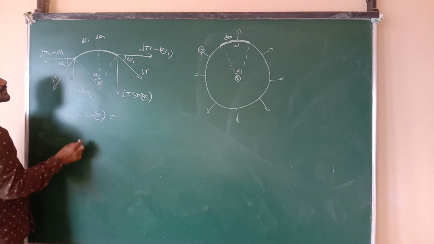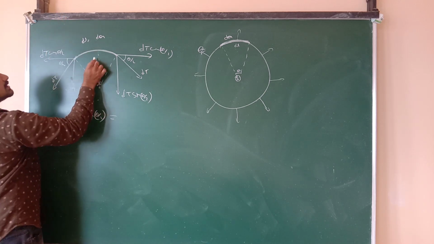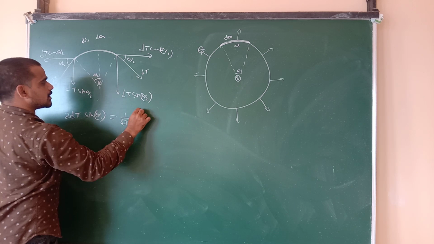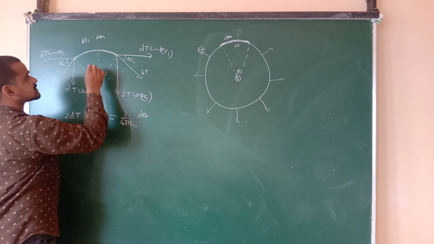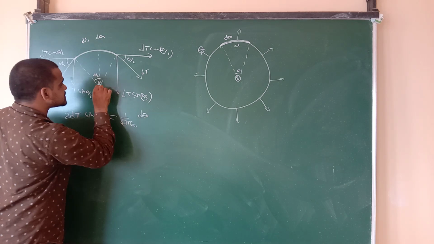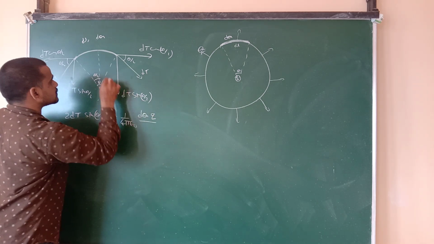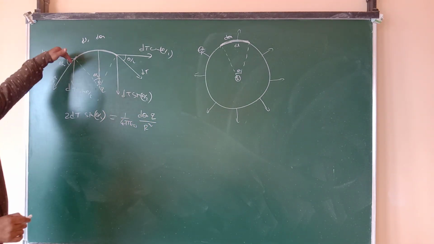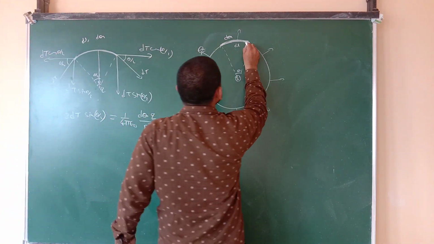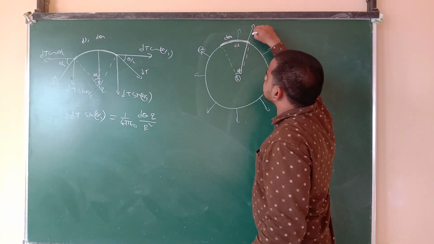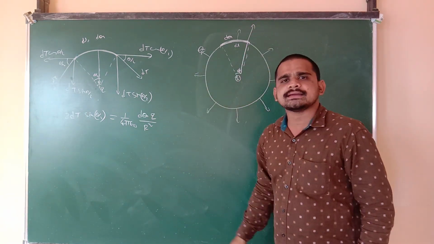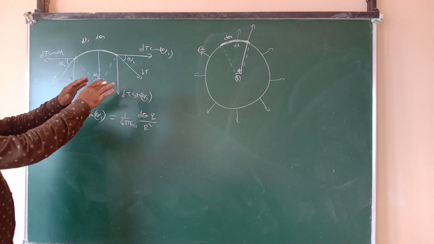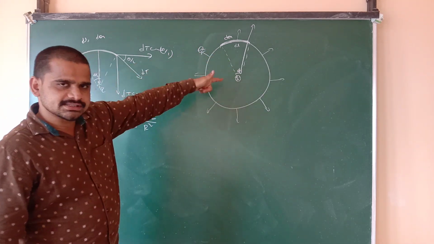This is equal to which force? Away from the center. What is the force acting in this direction? Repulsive force. How much? 1 by 4 pi epsilon naught, dq into q, by r square, where r is the radius. This is a very small part, acting away from the center, as a repulsive force. I am taking a very small angle, a small part, so these two are quite opposite and will be equal. This total is in equilibrium, which means the net must be equal to 0.